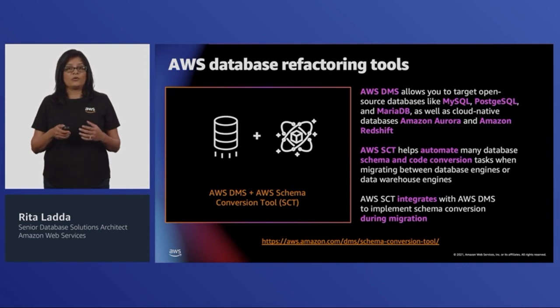AWS SCT automatically converts your source schema to compatible schema for target platform. If your source schema cannot be converted automatically, AWS SCT provides guidance on how you can create equivalent schema in target database. SCT can also review your application code in an attempt to identify and modify your code to make it compatible with your target engine. AWS SCT integrates with AWS DMS to migrate schema during database migration.